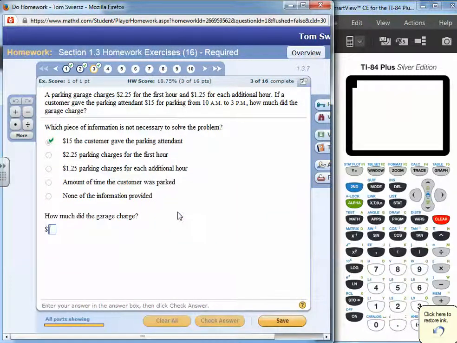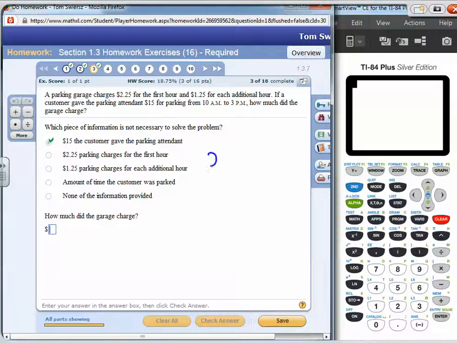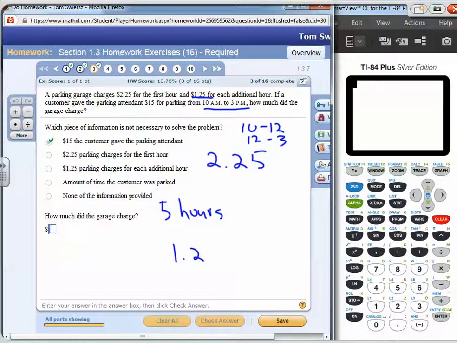All right, and now we also need to find how much the garage charged. Now the first hour is $2.25, right? Now 10 a.m. to 3 p.m.: 10 to 12 is 2 hours, and from 12 to 3 is 3 hours. So we have a total of 5 hours, right? Each additional hour is $1.25. So $1.25 times 5 is going to give us $6.25. Okay, so that's the addition.